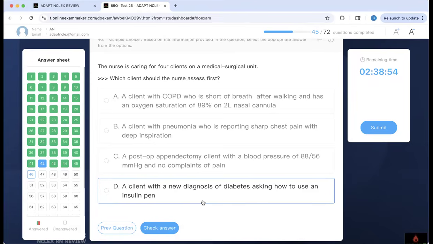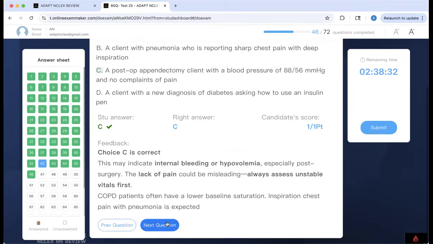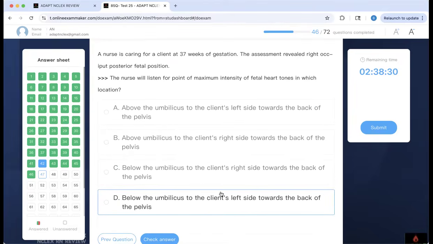Who? This person is in shock. Even though he has no complaint of pain, blood pressure is too low. We've got to worry about it. D, we've got to provide teaching. Pneumonia, you're going to have chest pain when you take a breath. COPD, when you walk, you're going to have shortness of breath. Saturation 89 on 2 liters, you're doing okay. Nothing to worry about.